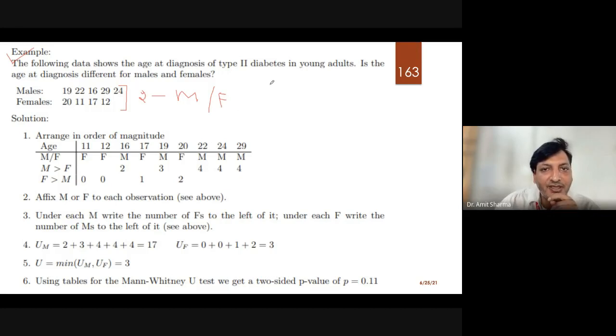If the examiner has discussed normality, he will write that the following data shows the age at diagnosis of type 2 diabetes in young adults. Is the age at diagnosis different for male or female? That means he has given the data of two different categories, male and female, and they want to find out at what age people suffer from diabetes, whether it is similar for male or female, or there is a difference between the genders.